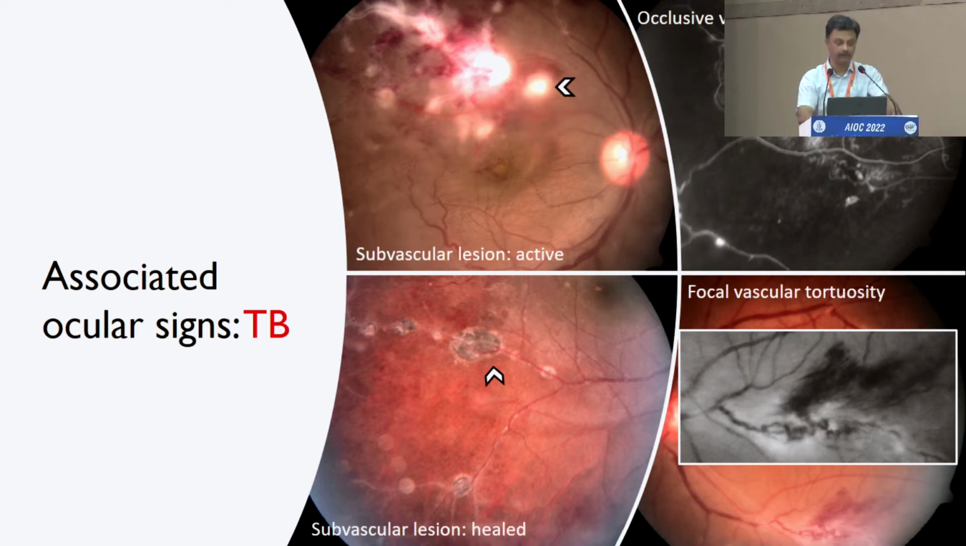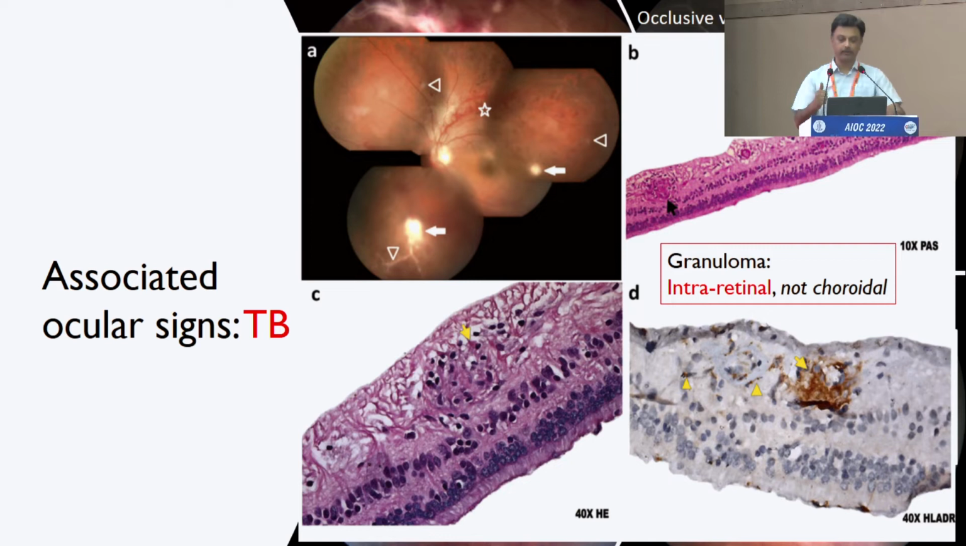Now important to remember here that this lesion that we see in association with the retinal vasculitis in TB is most likely an intraretinal lesion and not a choroidal lesion, to start with at least. And this we have demonstrated also in a histopathological section of the retina.